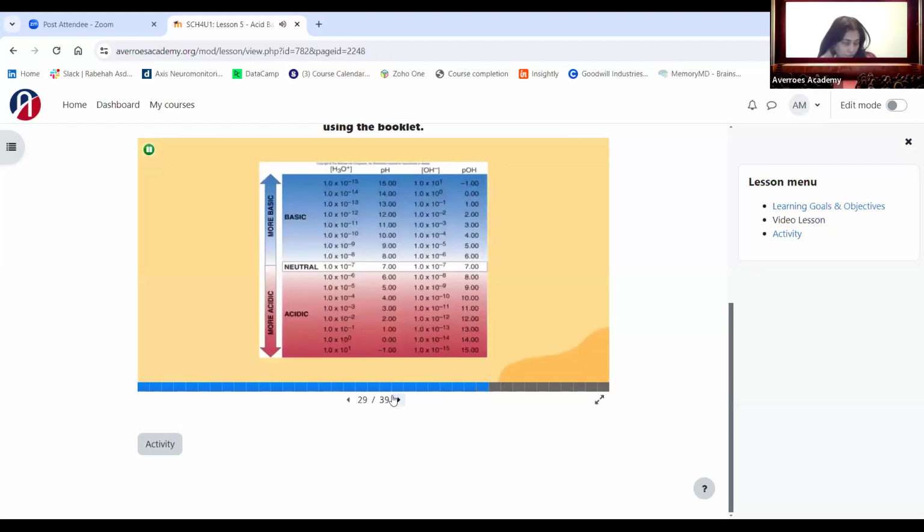And here is a chart showing the concentration of H3O plus and OH minus, and then the pH and pOH of different concentrations of acids and bases. So you can refer to this chart, if you have a given concentration of either of those things, to get what the pH and pOH will be for different acids and bases.